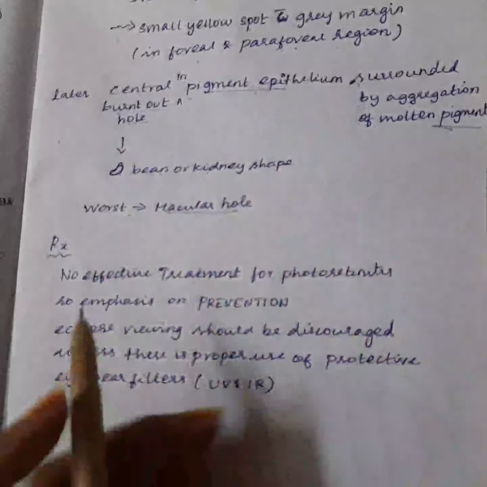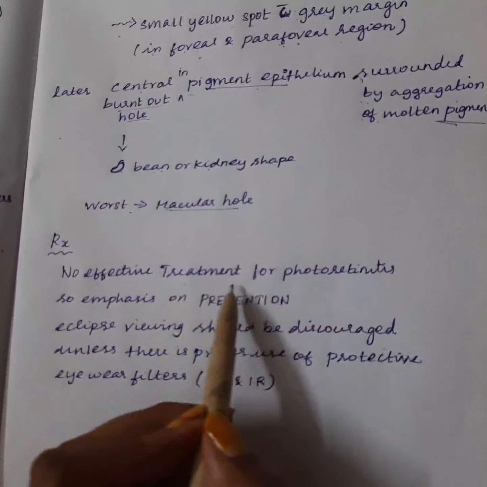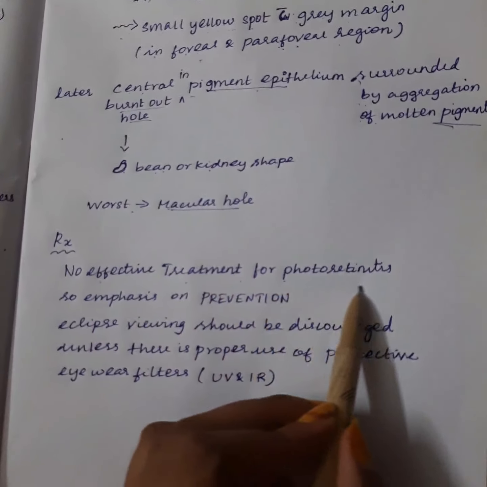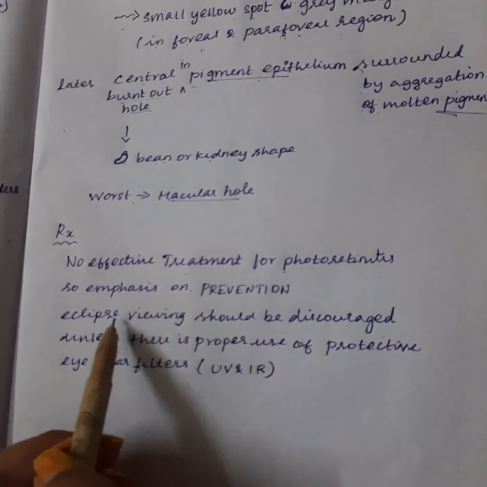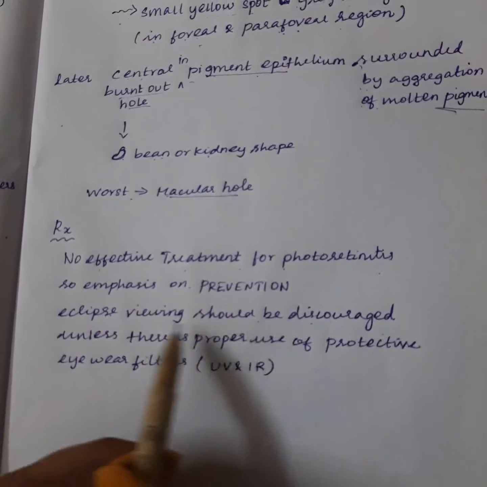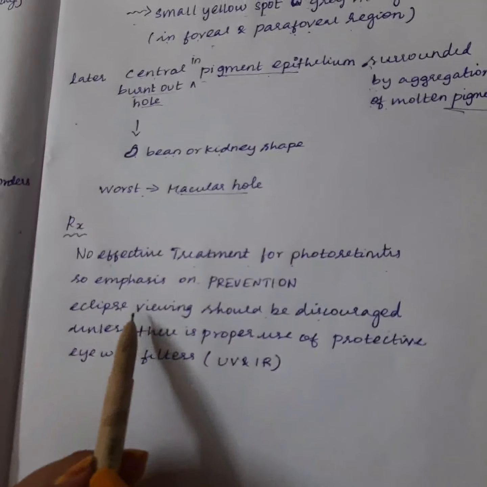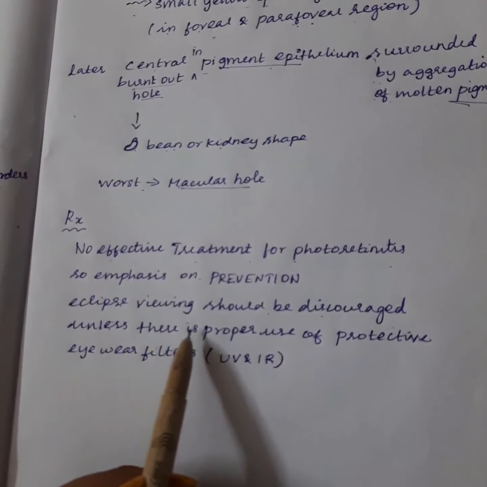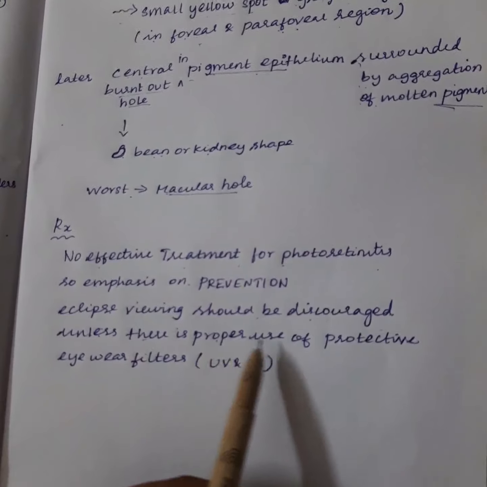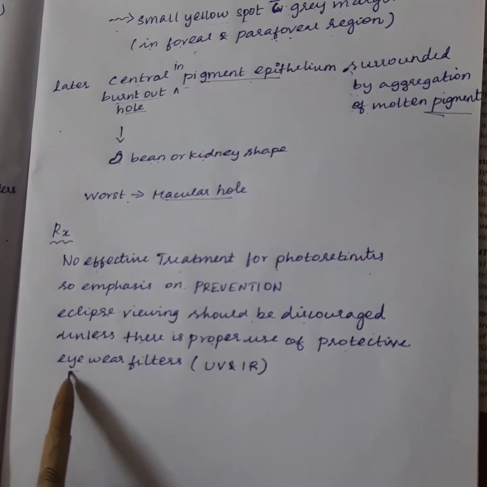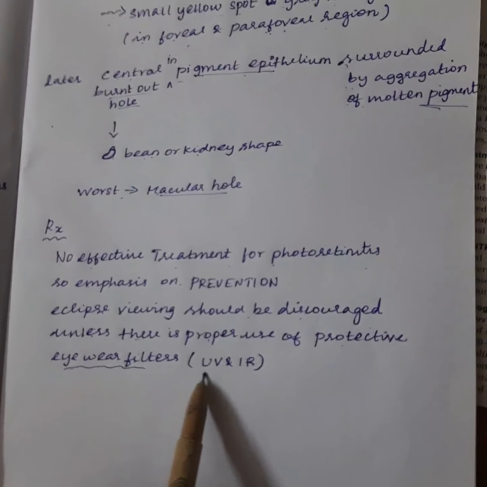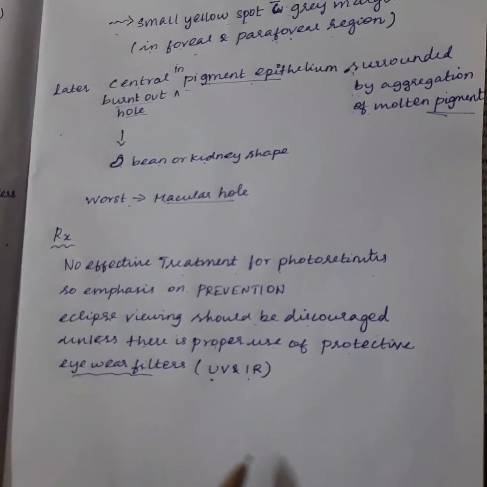These are the signs. And treatment: no effective treatment is found for this solar retinopathy or photoretinitis. So we lay emphasis on prevention. Eclipse viewing should be discouraged; we should not view the solar eclipse unless we have proper use of protective eyewear filters, unless we are using eyewear filters which can absorb the UV and infrared rays.